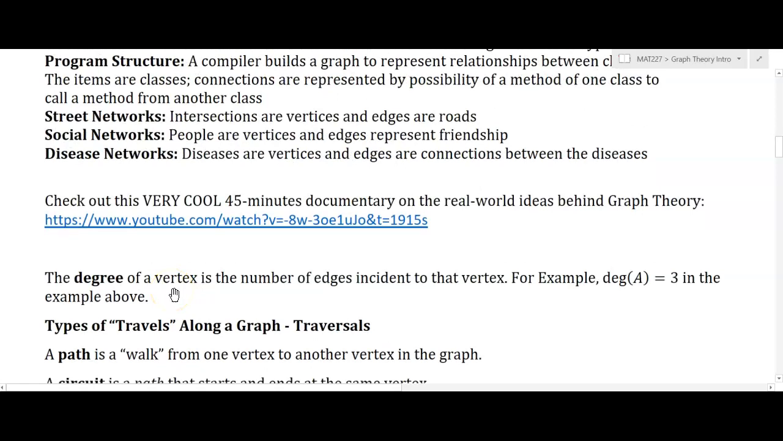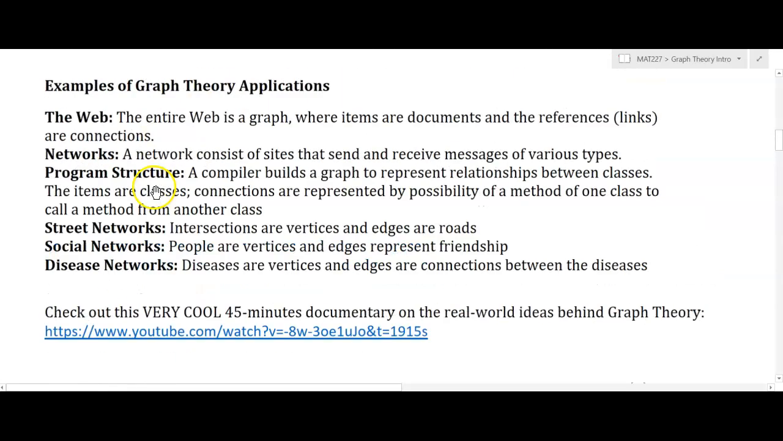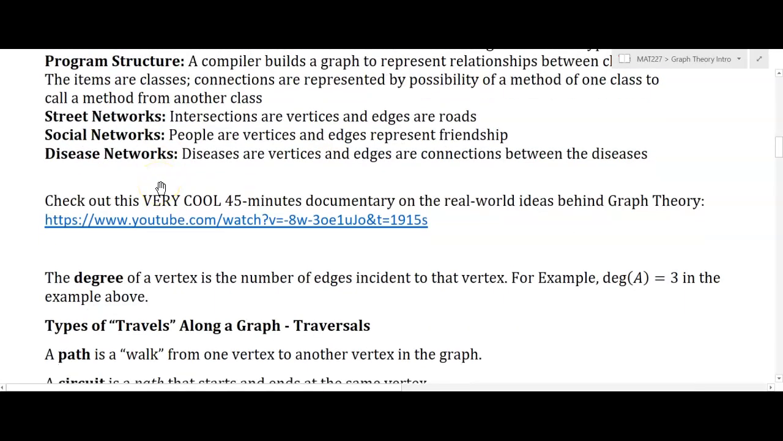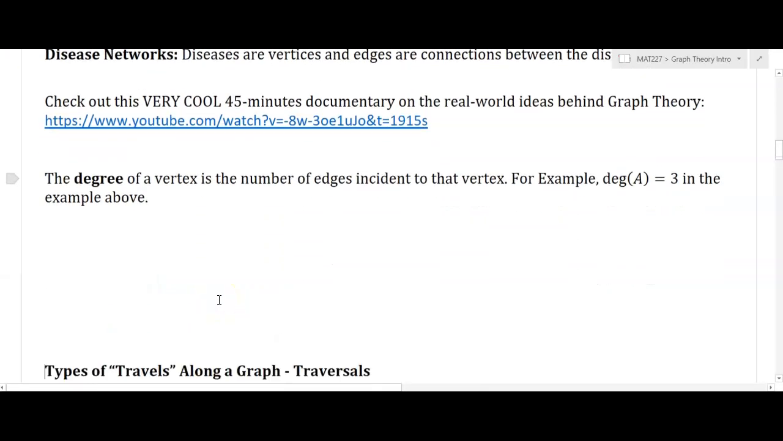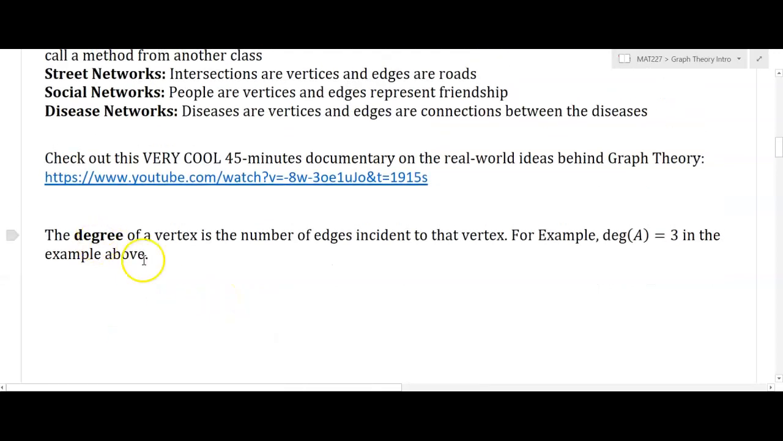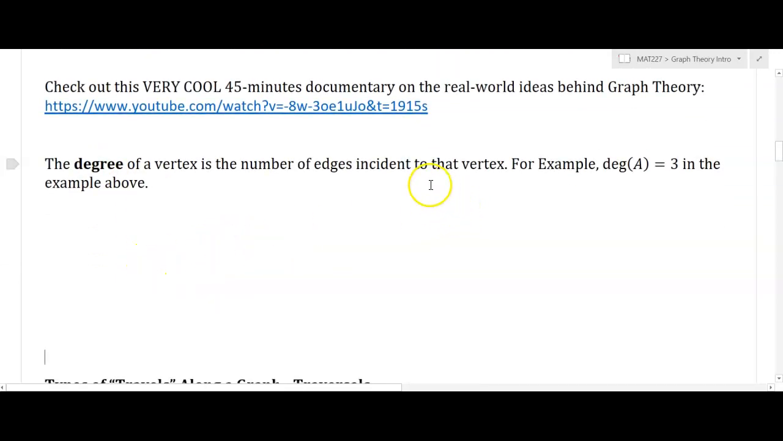So, some properties. By the way, in this whole lesson, we're just sort of defining things, getting used to terminology, because there is a lot of it. It's a whole new language that we have to learn. So the degree of a vertex is the number of edges incident to that vertex. Another way of rephrasing this is how many edges emanate or originate from the vertex, and you count them, and that's the degree.